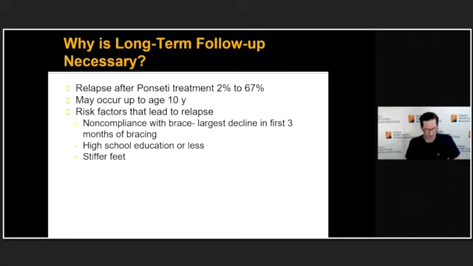Long-term follow-up is necessary because the main problem with Ponseti treatment is that there's a prolonged treatment course, and the relapse can be high if there's loss to follow-up or any deviation from the Ponseti treatment methods. And this relapse may occur up to 10 years of age. The biggest risk factors that lead to relapse include noncompliance with the brace, as well as other factors that have been found, such as high school education or less, and stiffer feet, which tend to be the neuromuscular feet.